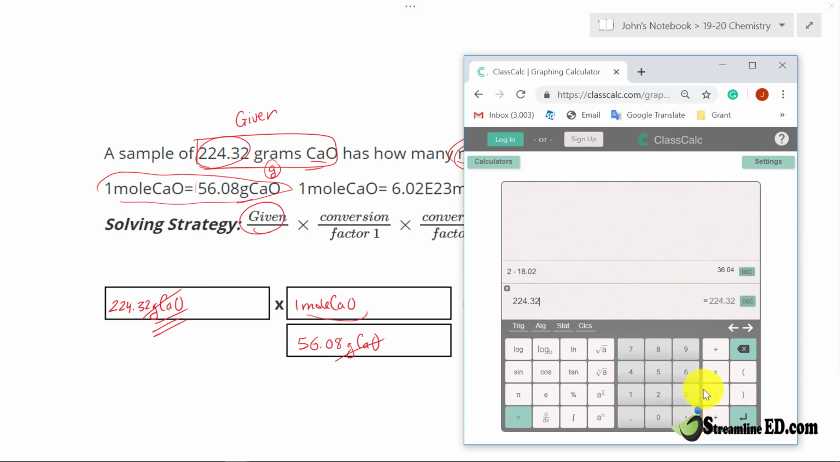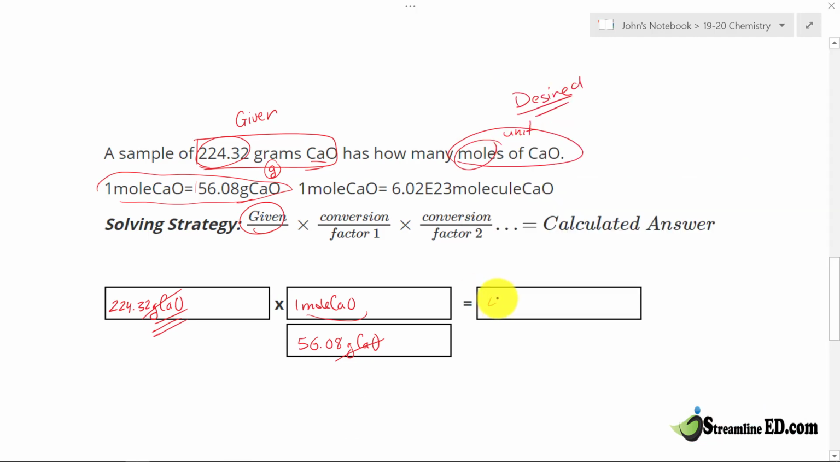224.32 multiply 1. Well, we can ignore the 1 if you want to, and divide everything on the bottom, which in this case, 56.08. Enter. And our answer is 4. So what we have here is 4.00 moles of CaCO. And that is our answer.